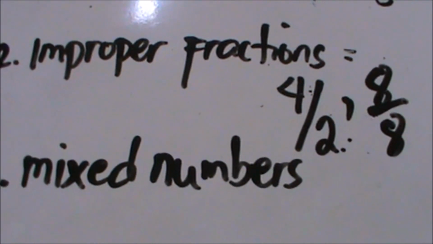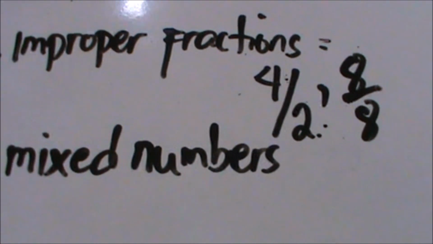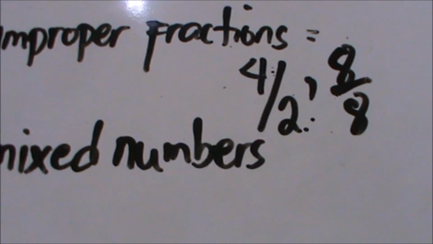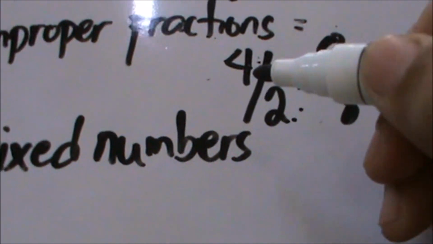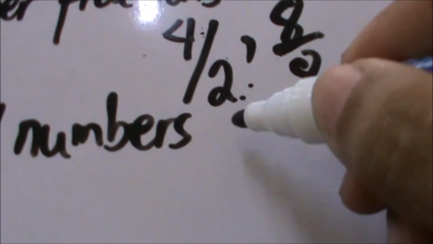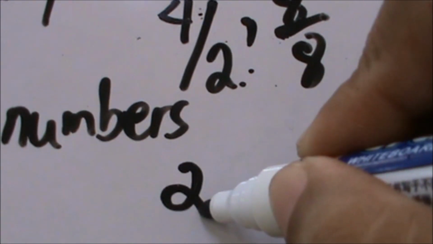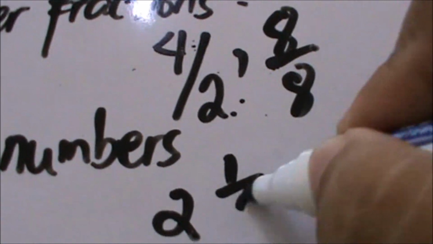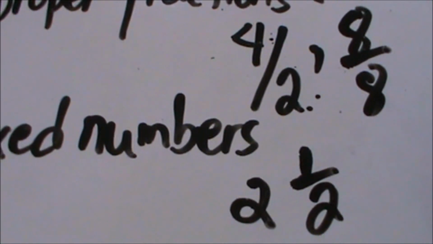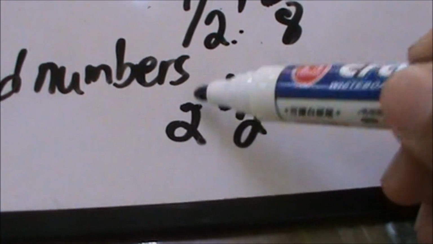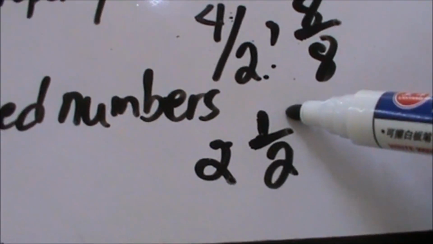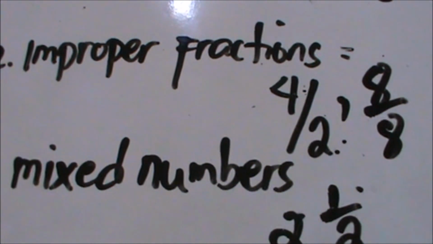And then we go to mixed numbers. Mixed numbers consist of a whole number and a fraction. Example, 2 and 1/2. As you can see, there is the whole number 2 and a fraction of 1/2.